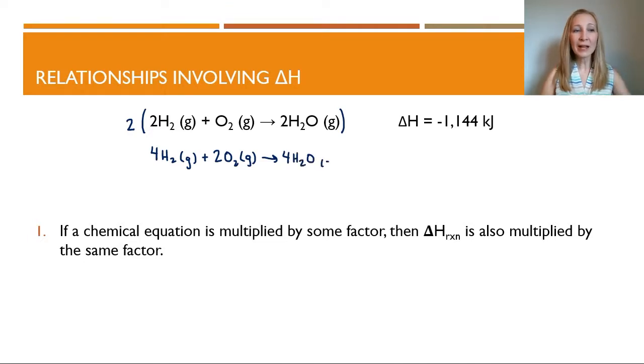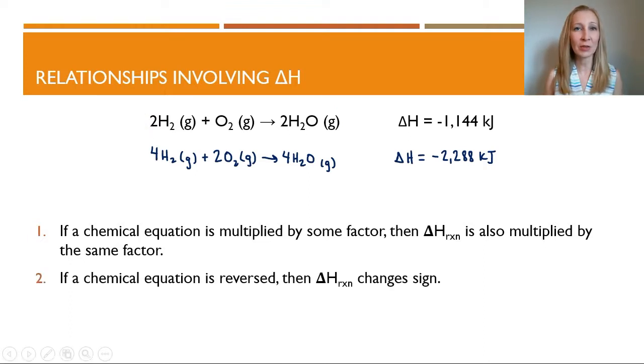Now if I multiplied every coefficient in that equation by 2, then I also need to multiply the enthalpy by 2. So rather than releasing 1,144 kilojoules of energy, if we doubled everything, it releases 2,288 kilojoules of energy for this reaction. So that's one thing we can do to an enthalpy equation.